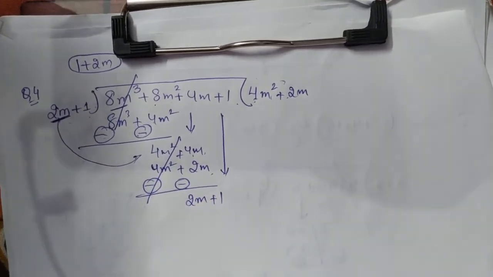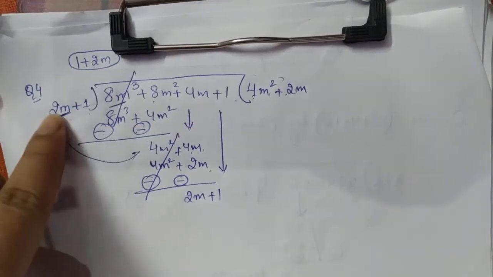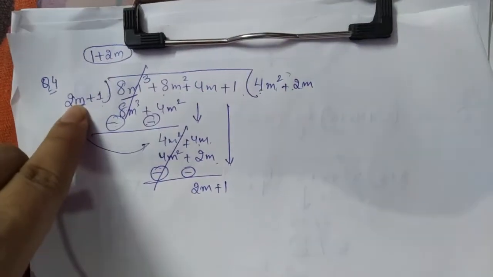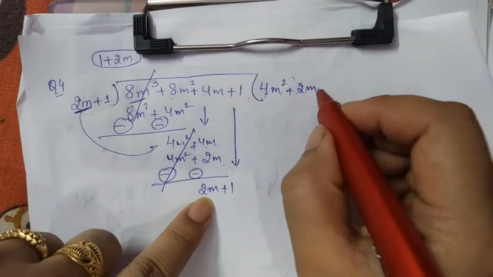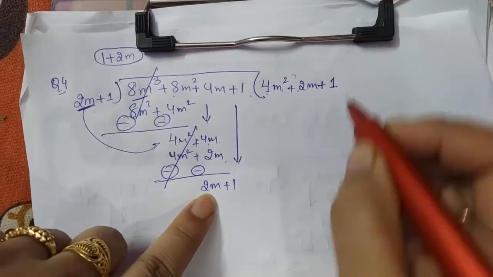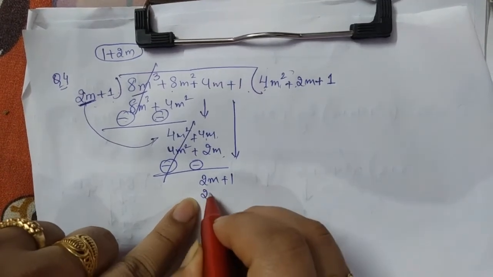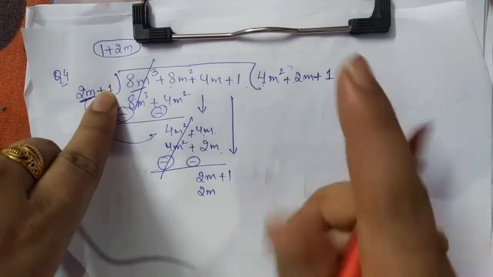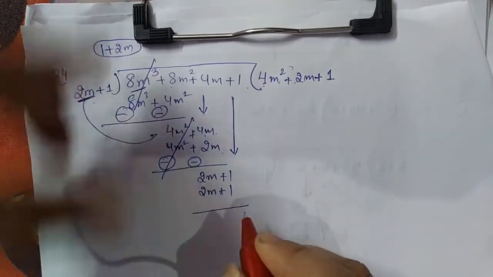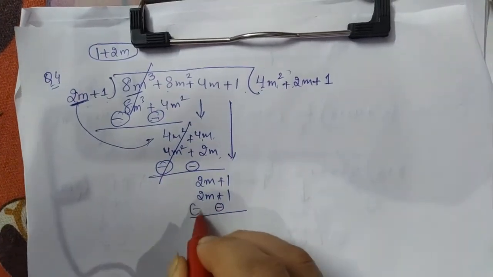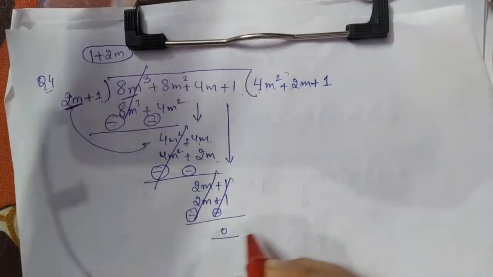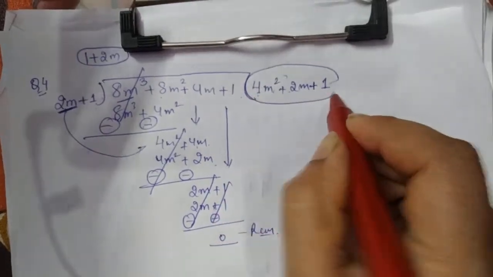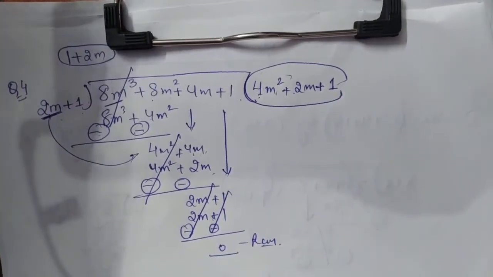Last term down, which is 2m plus 1. 2m plus 1 and 2m plus 1. See, from 2m you have to reach to 2m. That means I have to multiply it by none other than 1. So 2m into 1 is 2m, and 1 multiplied by 1 is also 1. As usual, the last step is subtraction, cancelled everything, and in this question we are getting 0 as the remainder, and my quotient is 4m square plus 2m plus 1.